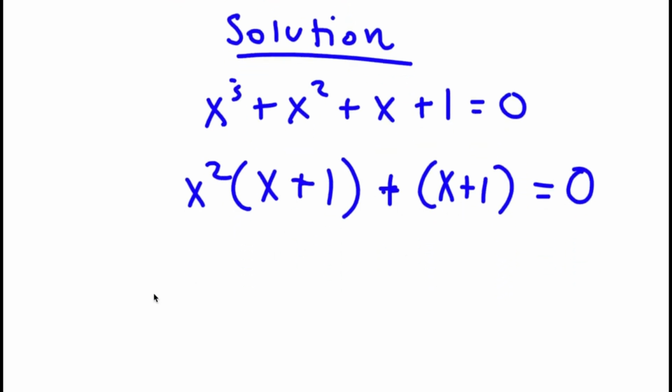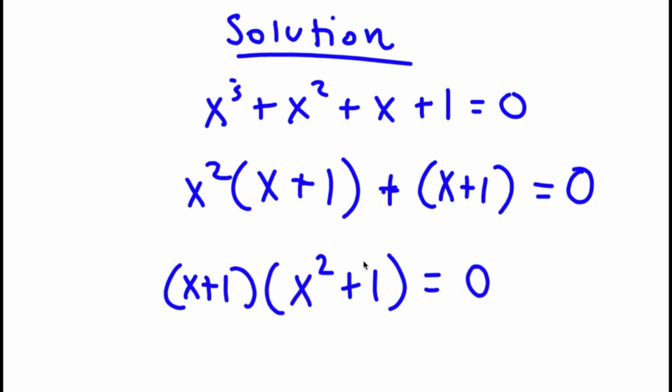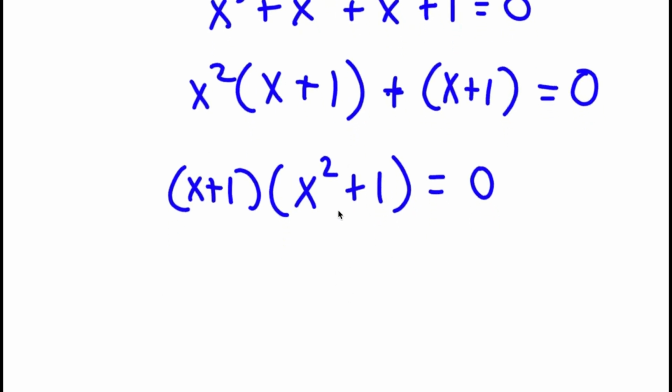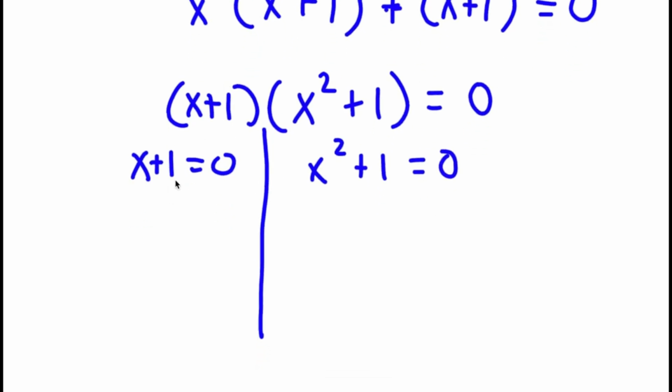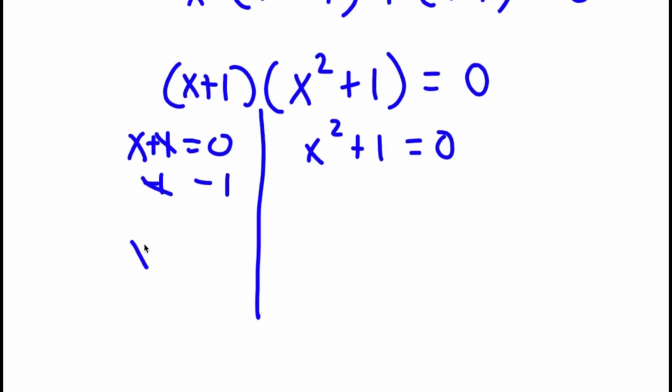Now, if I factor out x plus 1 from this, I get x plus 1 times x squared plus 1 is equal to 0. So, from here, I get two equations. I have x plus 1 is equal to 0, and I have x squared plus 1 is equal to 0. So for x plus 1 equals 0, simply subtract 1 on both sides, these two cancel out. Now I'm left with x is equal to negative 1. So this is one solution of x.